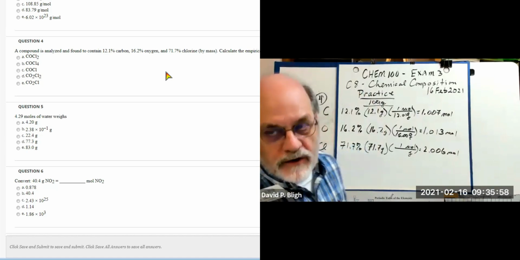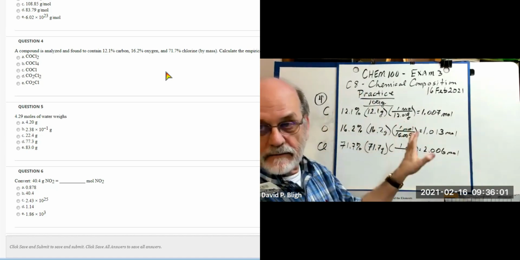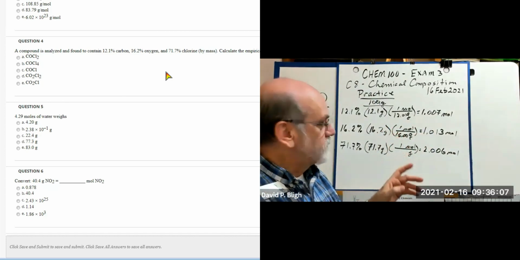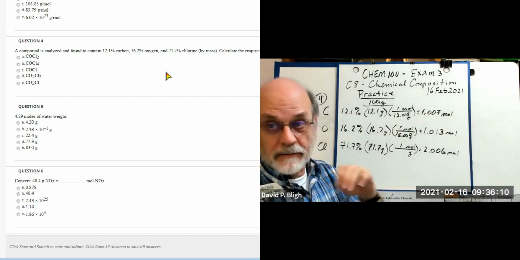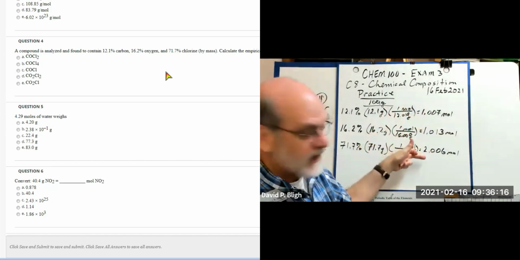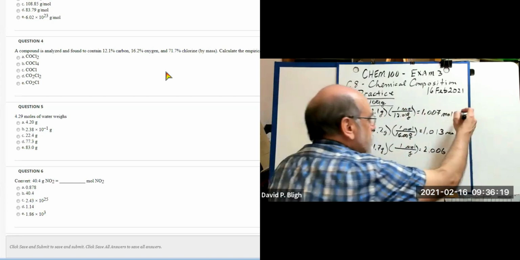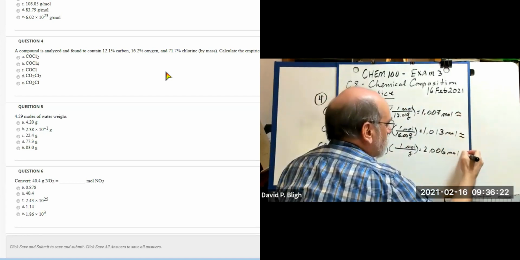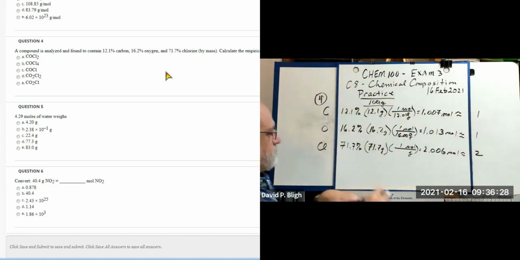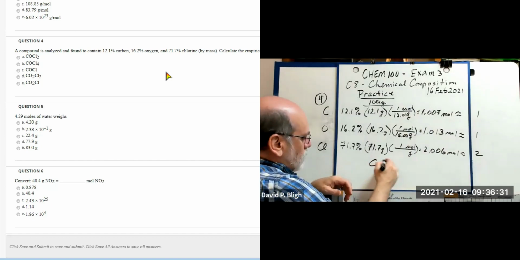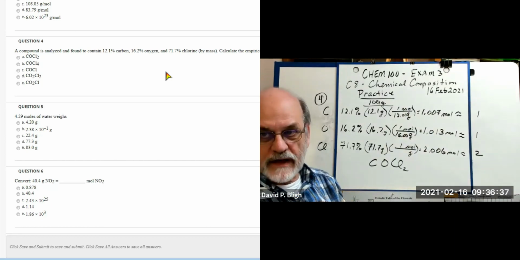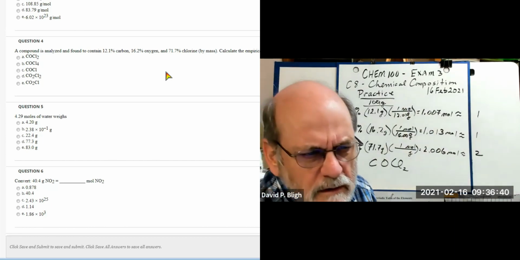Now, one thing that you're allowed to do with this technique is to round to the nearest whole number. And if you're really, really close to that whole number, then it's even better. So this one's really close to 1, that one's close to 1, and that one's close to 2. So the ratio is 1 to 1 to 2. So that means our formula is one of those and one of those. Okay, COCl2, which is A.